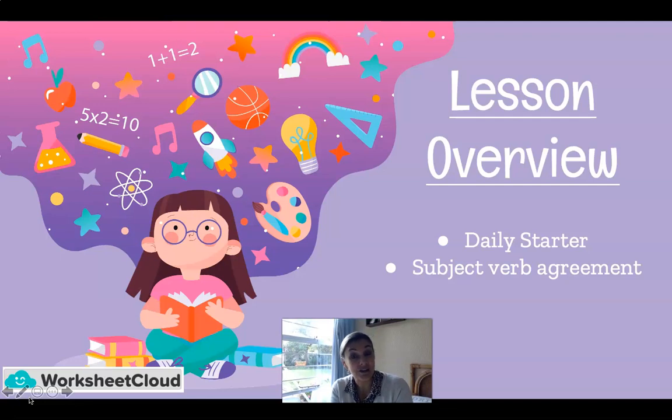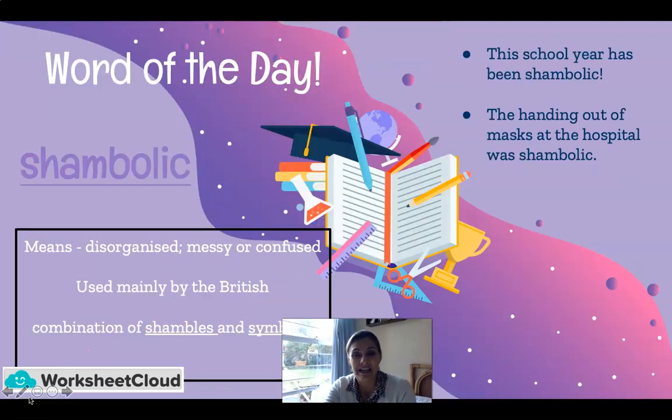We are going to have a daily starter, as we usually do, and then we are going to look at Subject Verb Agreement. And this is quite an important lesson, and I think sometimes we think it's so easy that we don't really need to think about it, but it can be tricky. So let's jump into our daily starter.